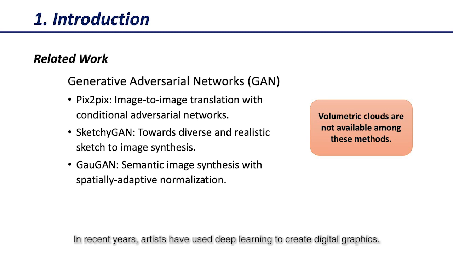In recent years, artists have used deep learning to create digital graphics. For example, Pix2Pix and SketchyGAN synthesize translated photos from label maps, edge maps, and stylized images. But volumetric cloud scenes were not involved in these two methods. GauGAN can transfer simple lines to various landscapes, but it contains a large semantic recognition network requiring vast calculations. Adapting GauGAN to synthesize high-fidelity high-resolution graphics can challenge computer memory.